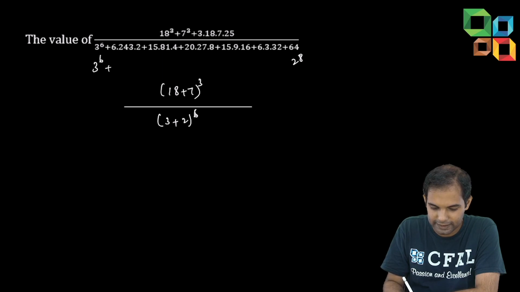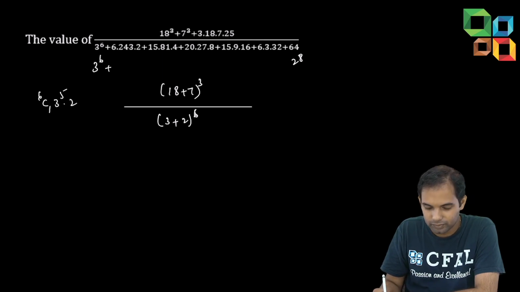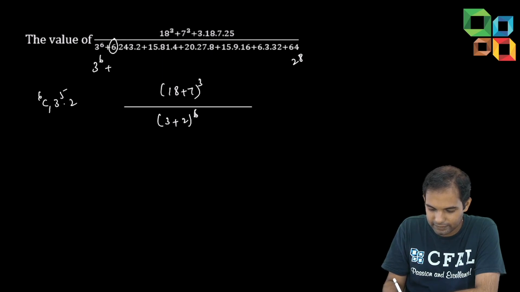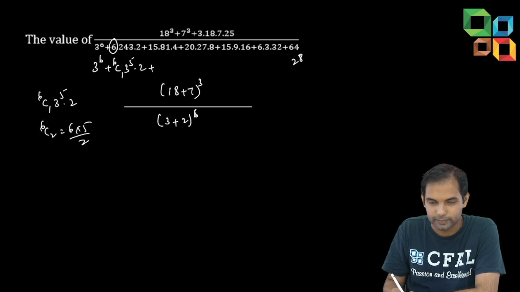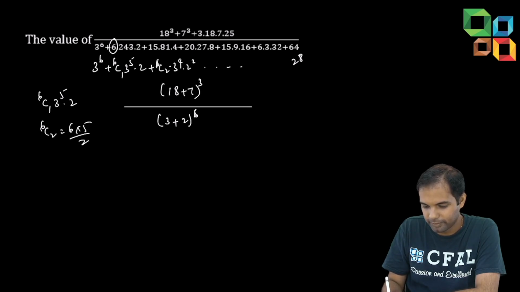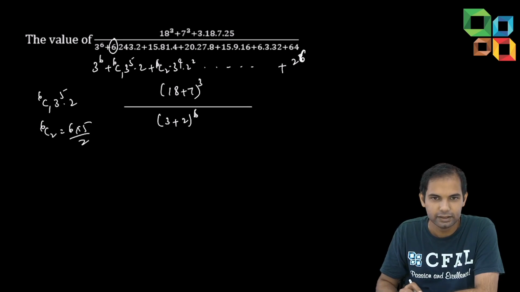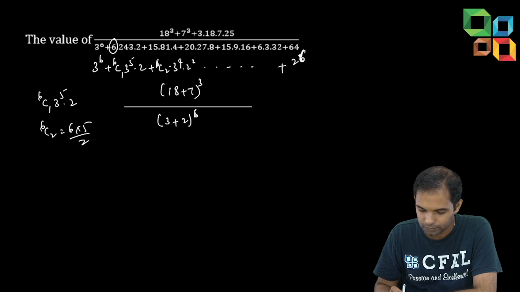Next term should be 6c1 into 3 power 5 into 2. Let us see, 6c1 is there, 3 power 5 is 243 into 2. Similarly, 6c2 is what? 6 into 5 divided by 2. Correct. So that is 15. So this is 6c2, 3 power 4 into 2 square. Can you see the pattern? At the end, sorry, this is 2 power 6, right? 2 power 6 is 64.